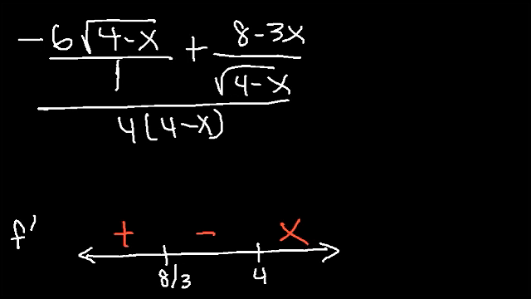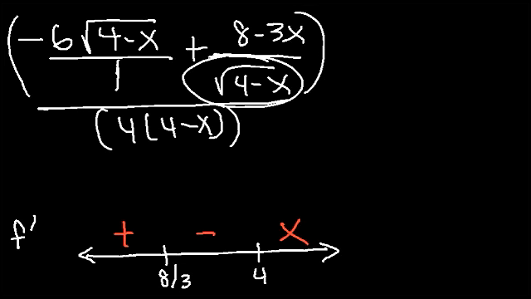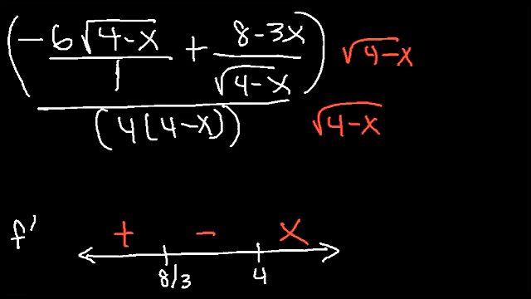Now what we need to do is clear away this fraction. And so what we're going to do is multiply the top and the bottom by this denominator, and that's radical 4 minus x. So radical 4 minus x times negative 6 root 4 minus x.